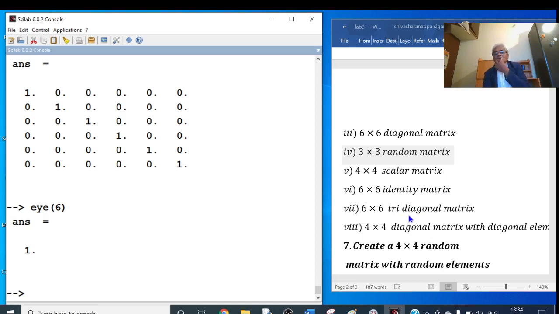Tri-diagonal matrix means diagonal elements are non-zeros, one line above the diagonal are non-zeros, and one line below the diagonal are non-zeros. I have to give this as the sum of three diagonal matrices. That is DIAG, 6 by 6 tri-diagonal.